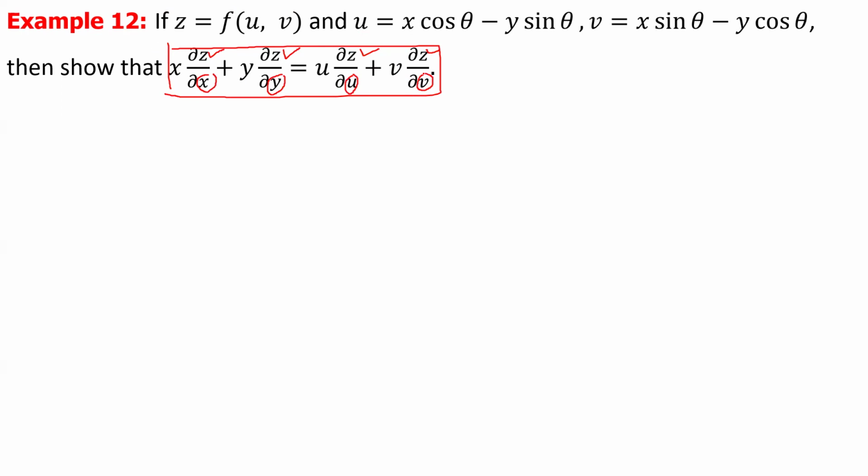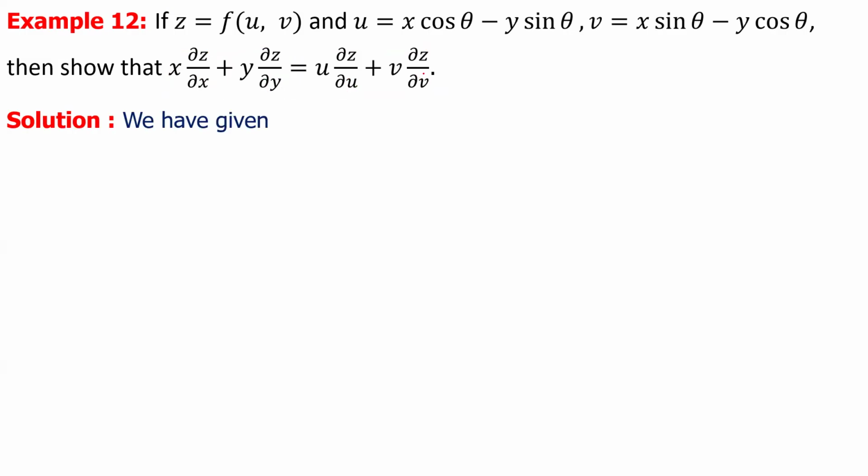So now, with the help of partial derivatives, we are also able to change the independent variables. So how to do it? Let us go ahead. We are given that z is equal to f of u, v, or z is a function of u and v. Let us give it equation number 1.